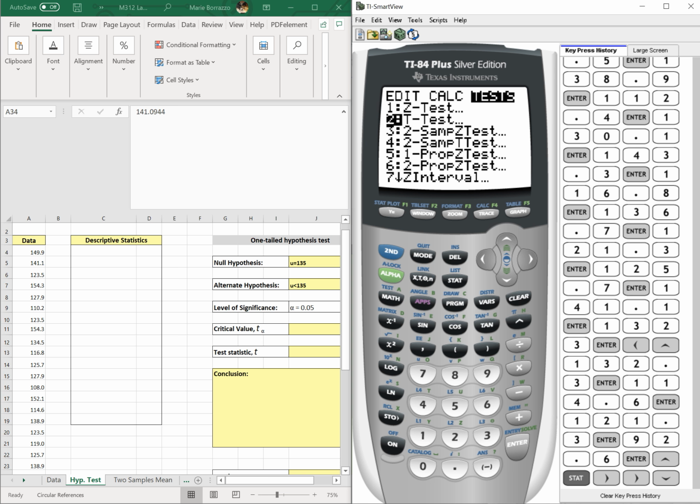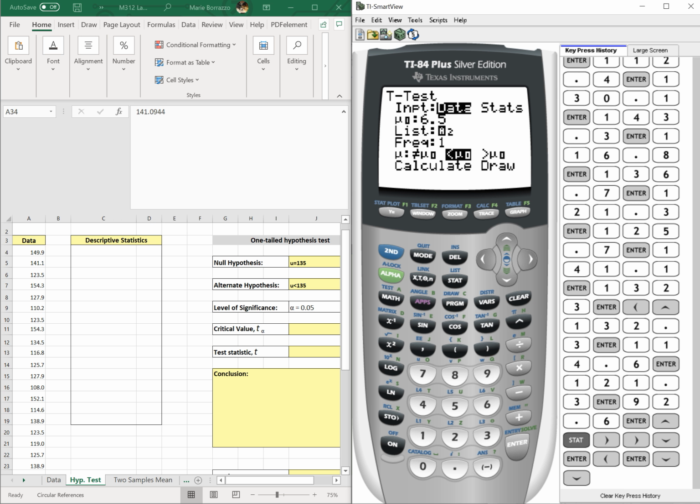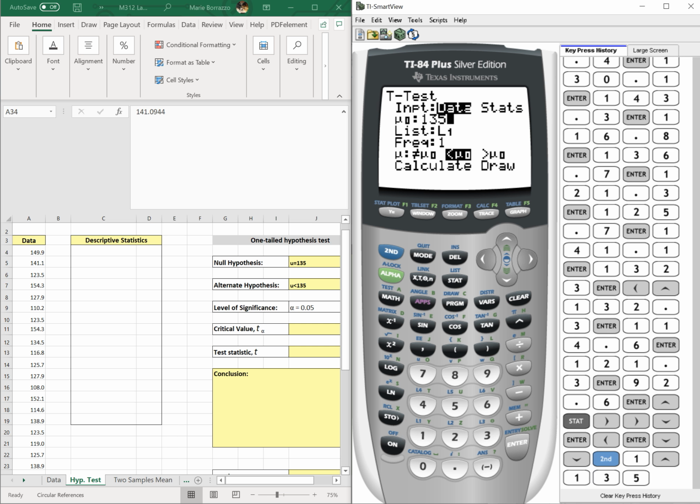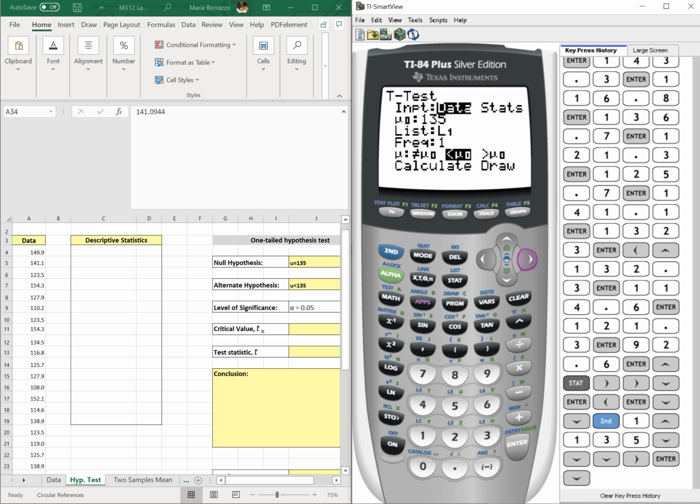So here's a test statistic. We're using data because we're using list one. So I'm going to go over here and say second list one, because that's what I want. Our average value that they're claiming is 135, so that's going to stay there. And we want to prove that this is less than, so make sure that's selected. Now we could either calculate this or draw this. I'm going to go for a draw. And there you are.